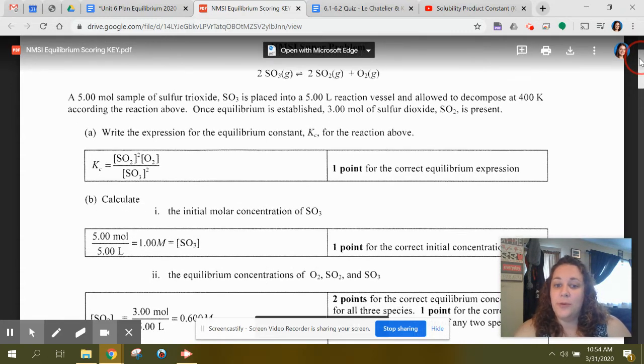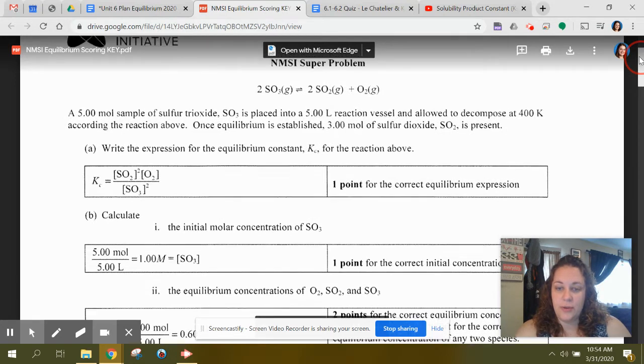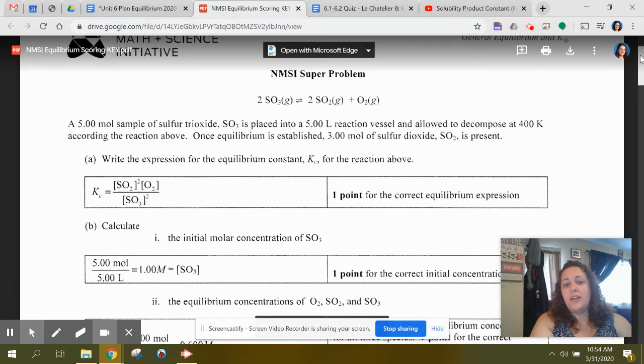Calculate the equilibrium concentrations of O2, SO2, and SO3. For that, you're using your ICE table. So you started with 1 molar SO3. You didn't start with any SO2 or O2. And then you're going to undergo your change. So we're going to do minus 2x for this sulfur trioxide, plus 2x for sulfur dioxide, and then plus x for O2. Again, that x is the change using the mole-to-mole ratios for using up reactant and forming product.